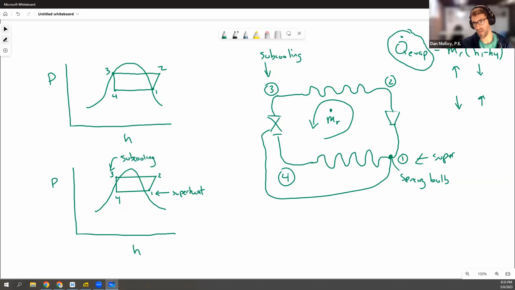And if you want to control that, then you have to be able to vary the mass flow rate of refrigerant. Not to say that it needs to have a wide operating range, but it needs to be able to slightly adjust and correct to stay in bounds.